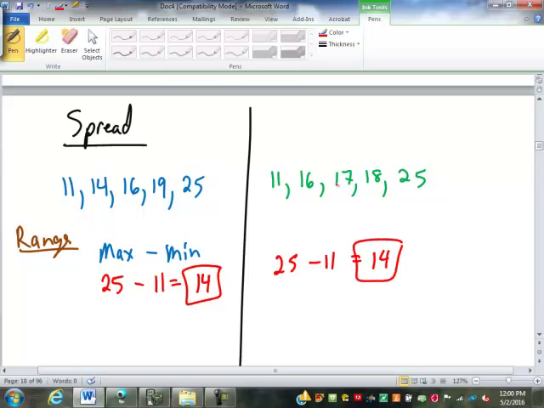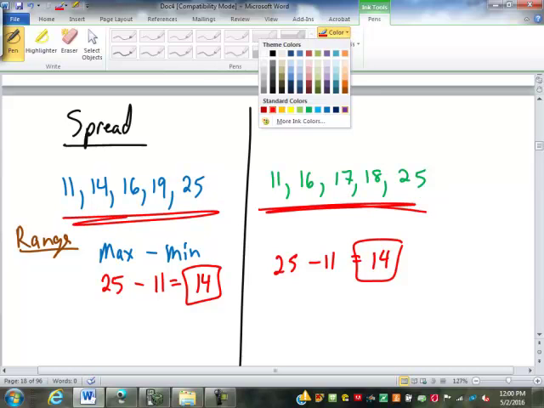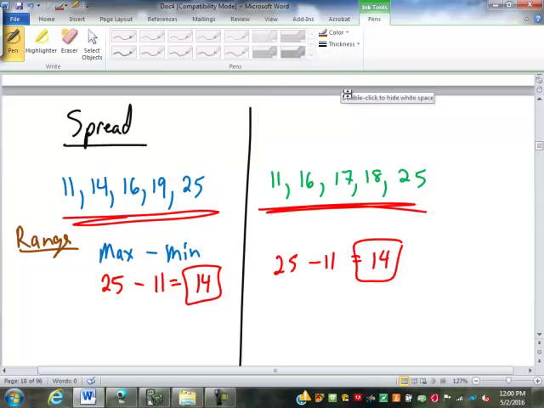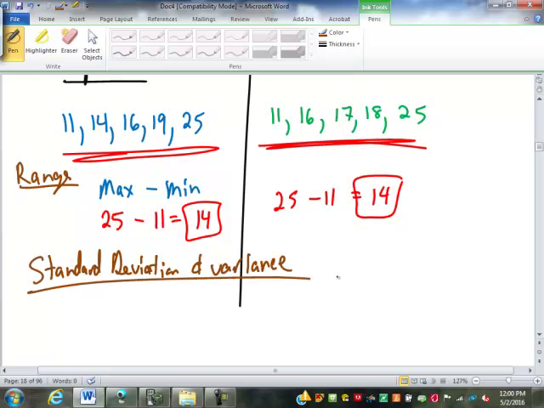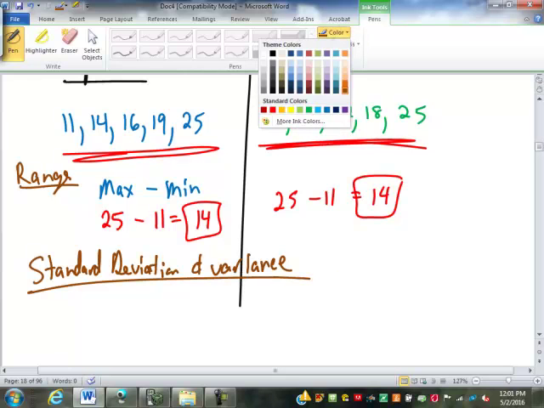But if you look at this, I would argue that this set is more spread out than this one. So the range does not do a very good job of distinguishing between those two. A better measure of spread is the standard deviation and the variance. Standard deviation and variance are very closely linked together because the variance is just one step before getting the complete standard deviation.